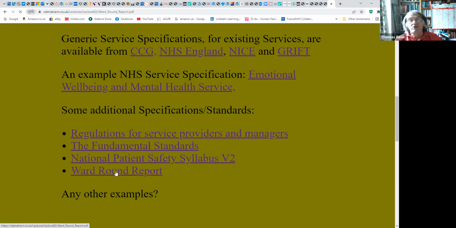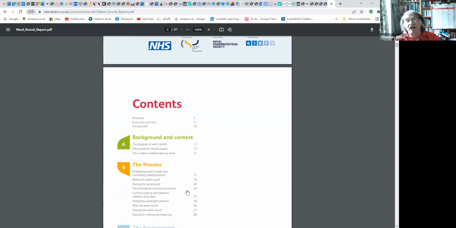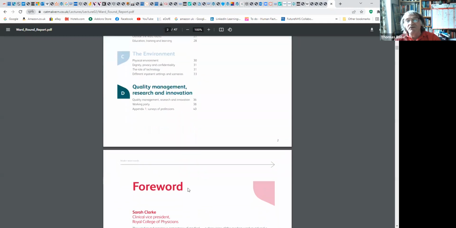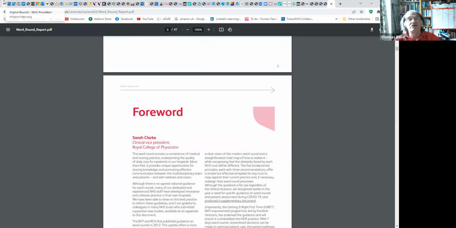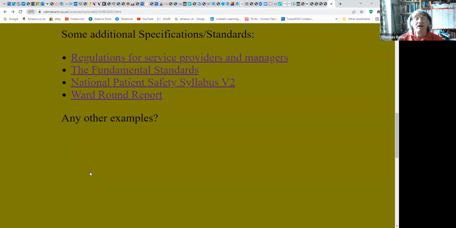And I mentioned the ward round report. This is a specification for ward rounds, and it's good. I think it's really good. I think ward rounds is one of the most important activities in a trust. That's what I think. And I've suffered from a few bad ward rounds in my time.